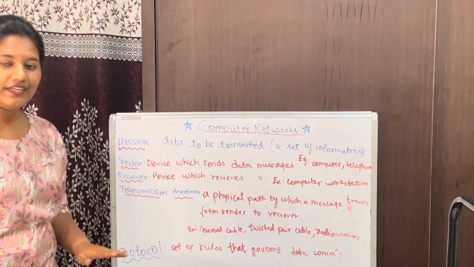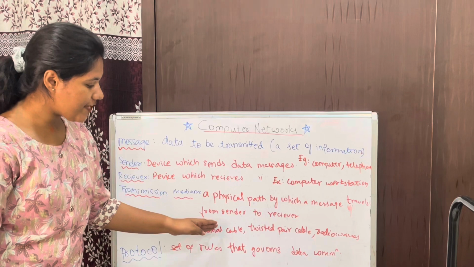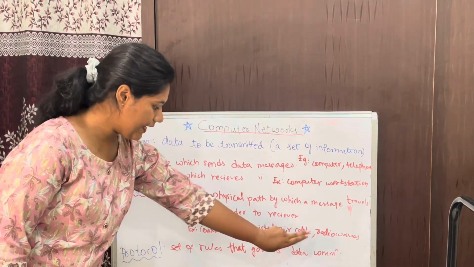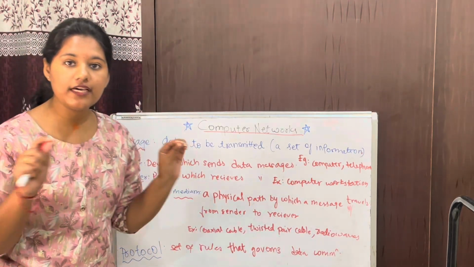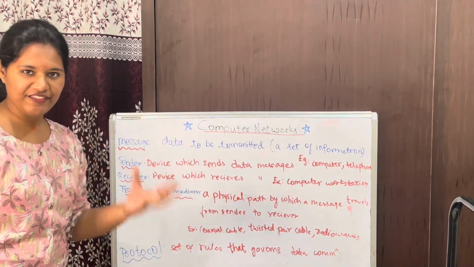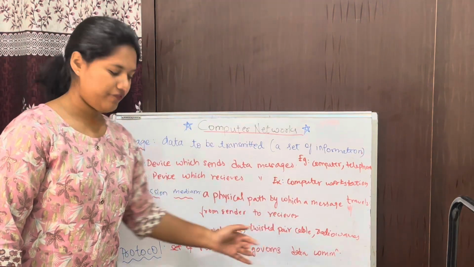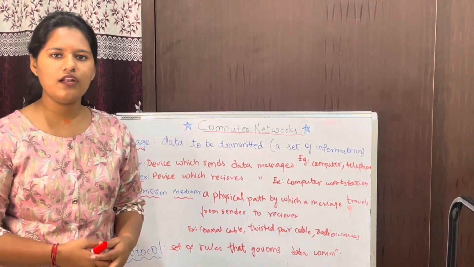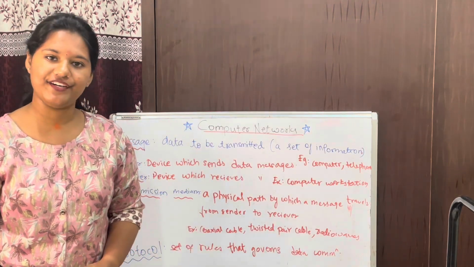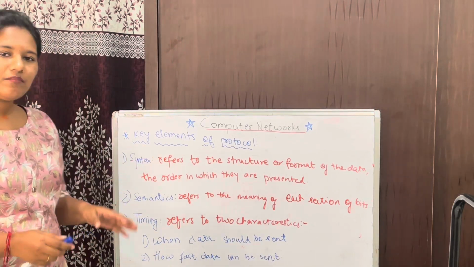Next is transmission medium. It is a physical path by which a message travels from the sender to the receiver. Example, coaxial cable, twisted pair cable, radio waves. So this is a physical path that a message should travel through while sending or receiving the data. It can be a coaxial cable, a twisted pair cable or a radio wave. Next one is a protocol. What is a protocol? It is nothing but a set of rules which govern the data communication, as I said earlier.